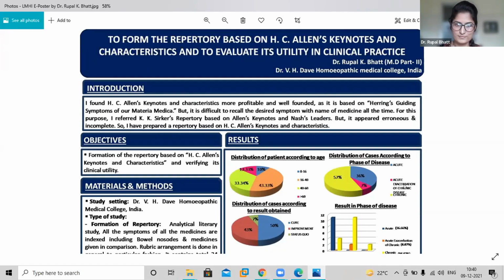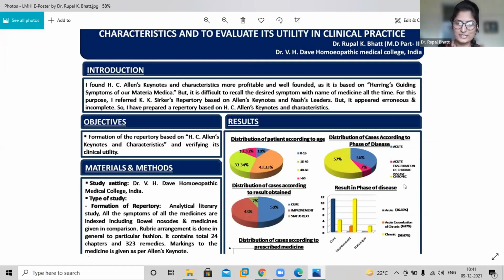Dr. Rupal, how many chapters have you prepared for this repertory, and how many rubrics are there in total? Ma'am, total 24 chapters I have prepared, and also one more chapter, that is a remedy relationship chapter. The total number of rubrics I have not counted, sorry ma'am. And in this evaluation I have analyzed and verified a total of 70 rubrics.